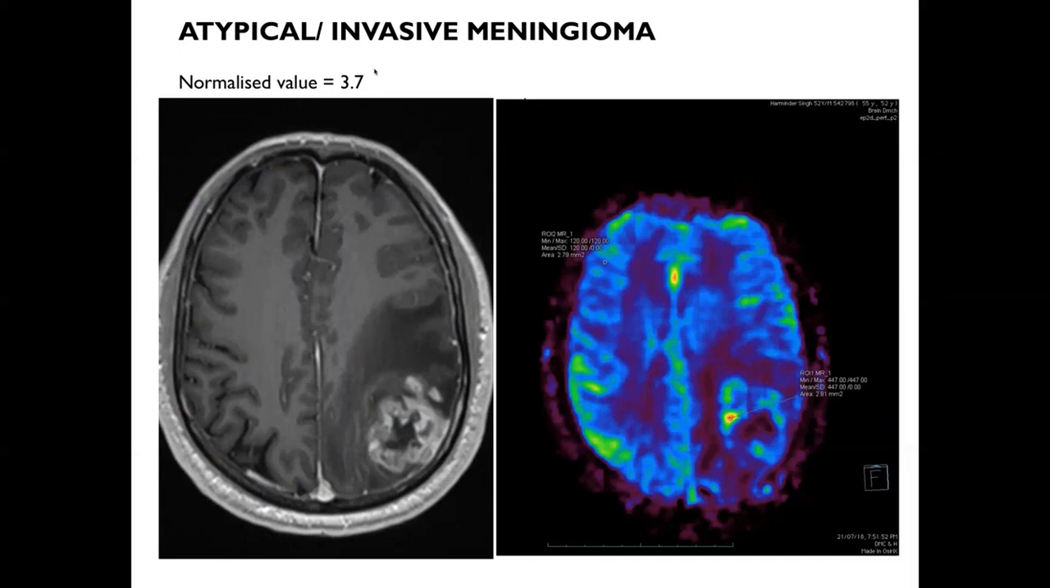This is another example of an atypical invasive meningioma. It was invading the brain. It was a dural based lesion invading the brain parenchyma and highly perfused.